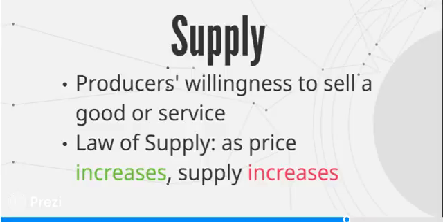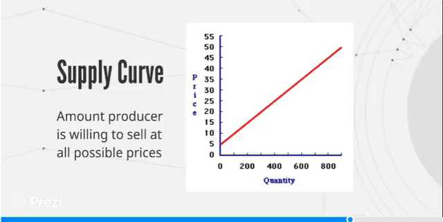Now let's say that you increase the price to $5 a piece. I'm willing to sell probably 200 now. So now I'm going to get $1,000. So as price increases, supply increases. The more money that I can make for my product, the more product I am willing to sell.